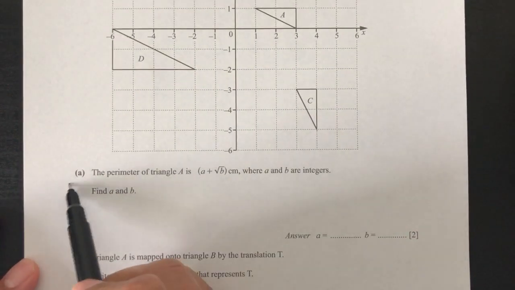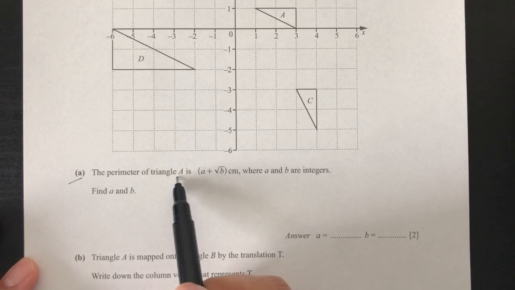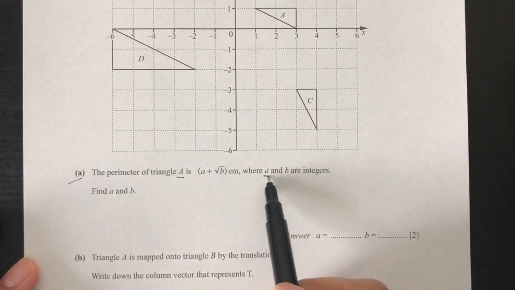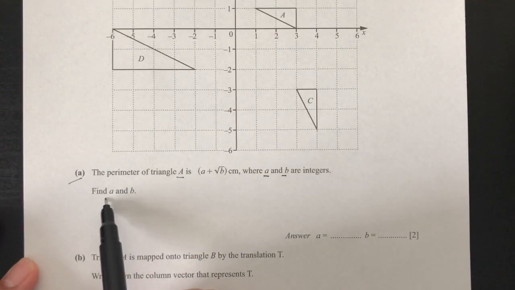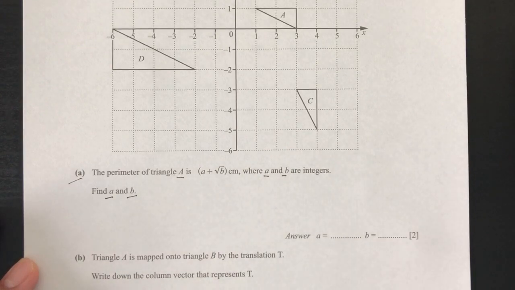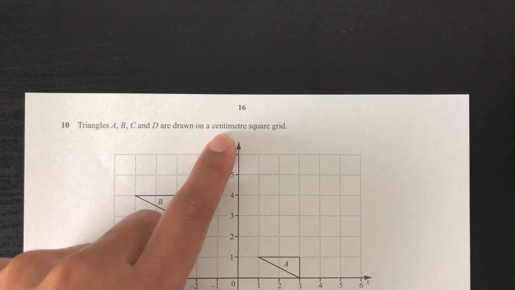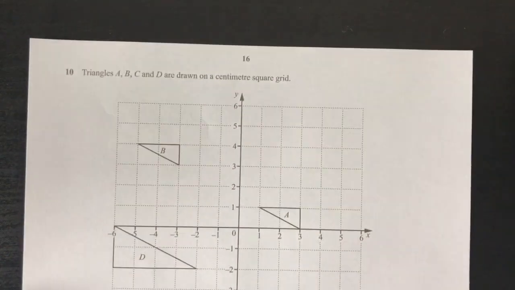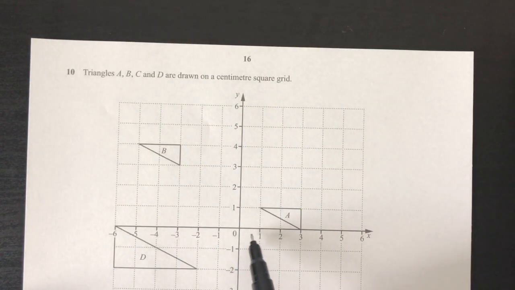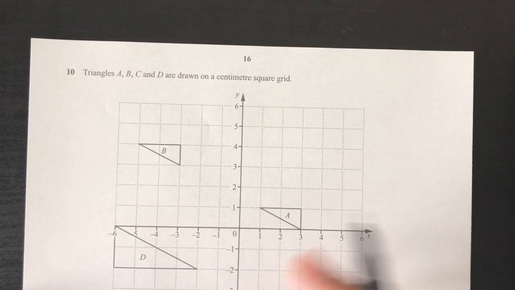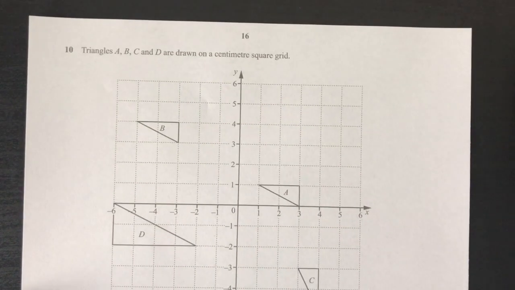So part 1, the perimeter of A is this, where a and b are integers, so find the value of a and b. Okay, so let's find that. So it says it is drawn on a centimeter square grid. What does it mean? It means that every length here is 1 centimeter. This is what it means. Now we have to find the perimeter of the triangle A.